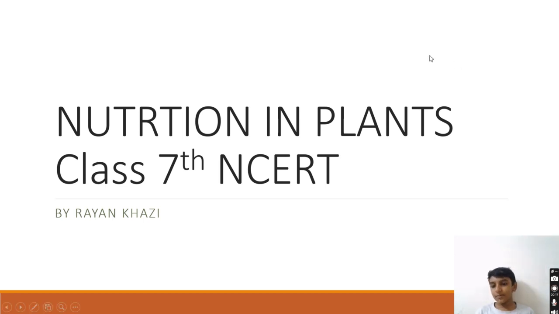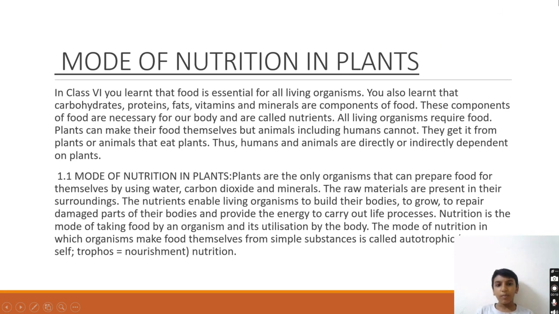Hello guys, welcome. First topic, mode of nutrition in plants. In class 6 you learned that food is essential for all living organisms. You also learned that carbohydrates, proteins, fats, vitamins and minerals are components of food. These components of food are necessary for our body and are called nutrients.